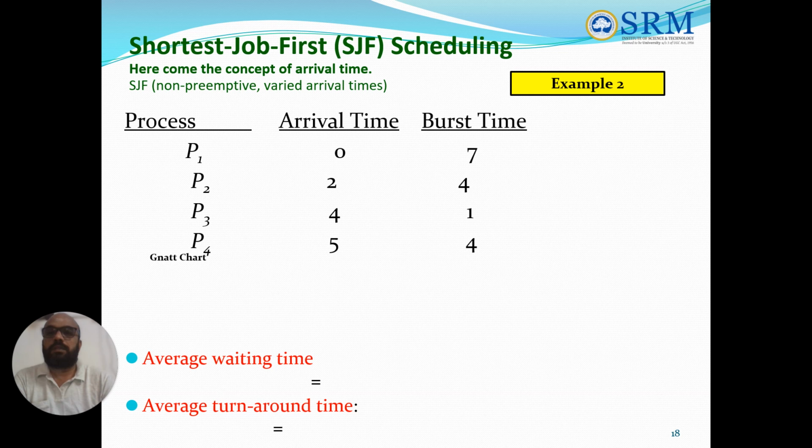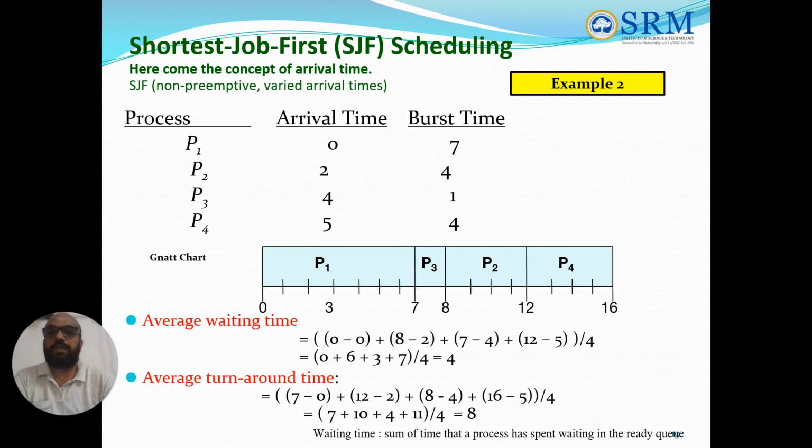And this is one more example. Here all the processes are arriving at different arrival times, and the case is non-preemptive. There are 4 processes P1, P2, P3, P4, and their arrival times are 0, 2, 4, and 5. Correspondingly, their burst times are 7, 4, 1, and 4. When we draw the Gantt chart, at time 0, the process P1 arrives, and since it is of the non-preemptive category, P1 will complete its execution at time 7.